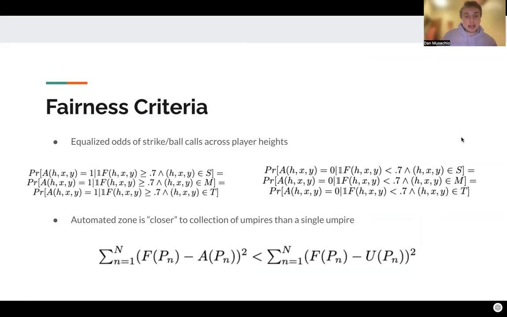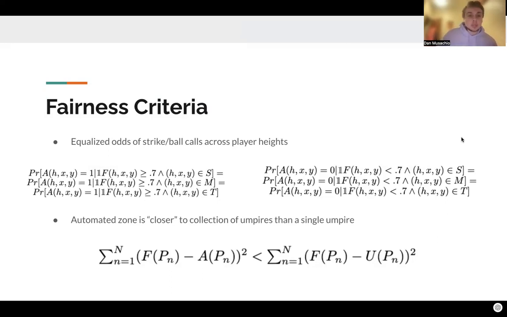So we propose that an automated strike zone is only fair if it meets two thresholds. One is equalized odds of strike and ball calls across player heights. This basically says that if 80% of a group of umpires think it's a strike, then the automated strike zone should call that pitch a strike the same percentage of the time whether it is a small batter, a medium batter, or a tall batter, so that it doesn't change based on player height and unfairly disadvantage certain players.